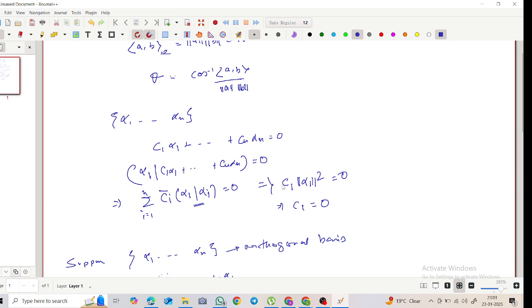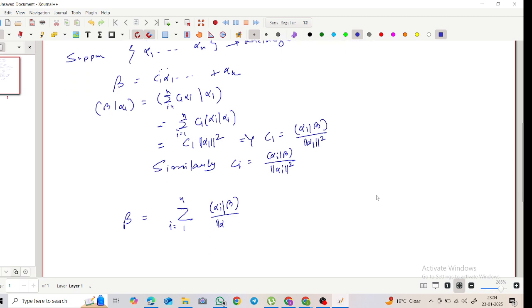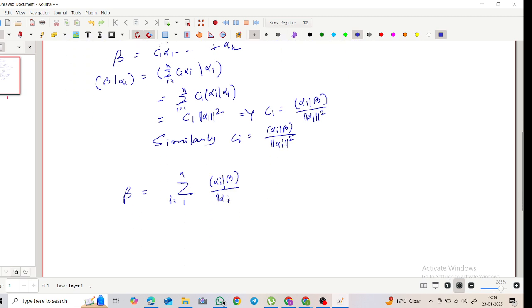So this bar is 0, this is 0, and by that we mean C1. If the bar is 0, then C1, I mean this is also 0, right? Or maybe C1 bar is 0. Okay, so you can characterize all the coefficients of the expansion of beta with respect to that basis.